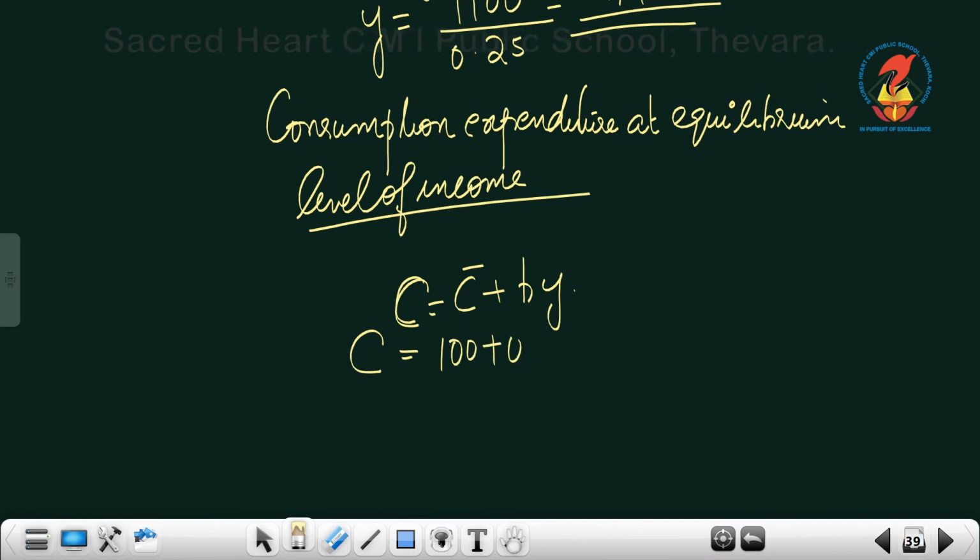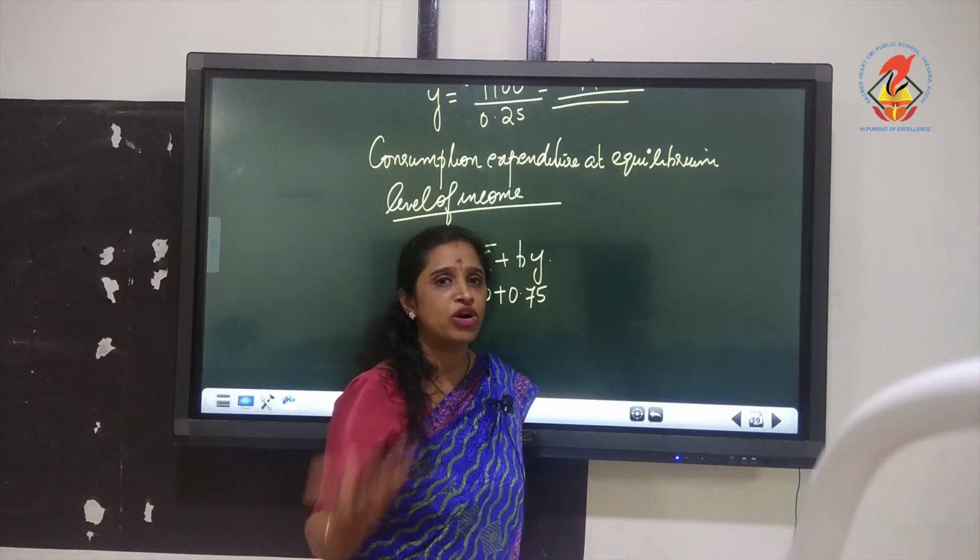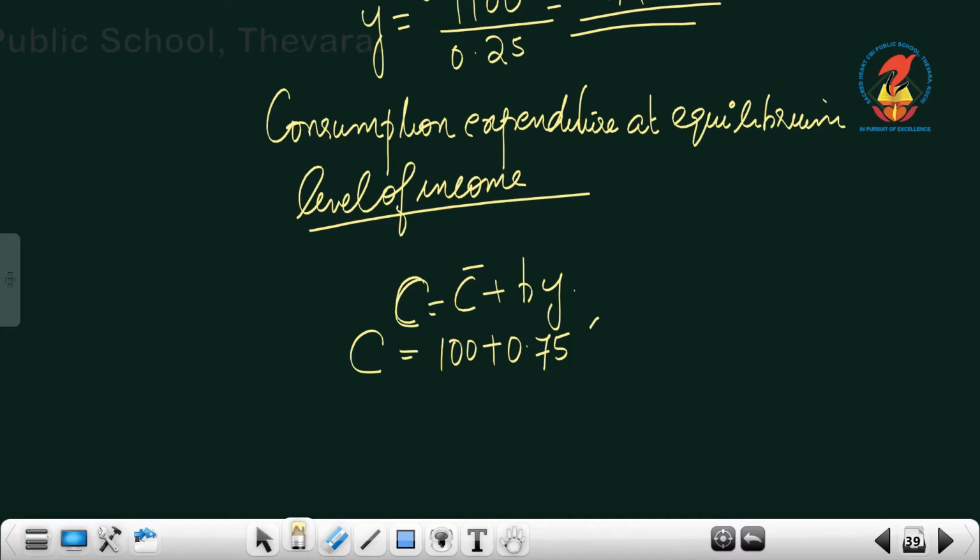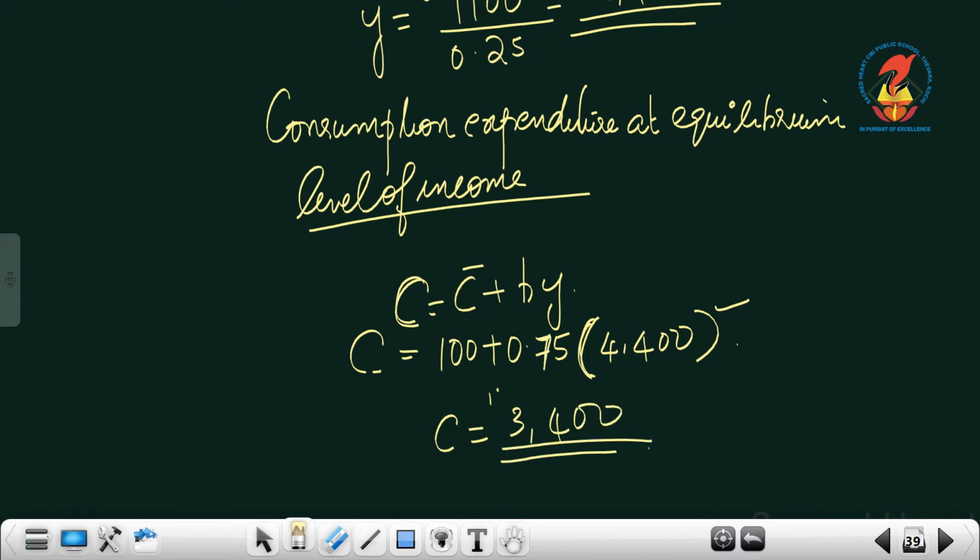100 plus 0.75. Now instead of Y, what will you write? The value of Y which we found, that is 4,400. C is equal to 100 plus 0.75 into 4,400 will give you the answer as C is equal to 3,400, because 0.75 into 4,400 gives the value of 3,300, plus 100 will give you 3,400. So I hope it is clear.